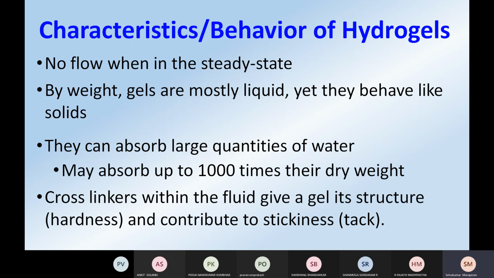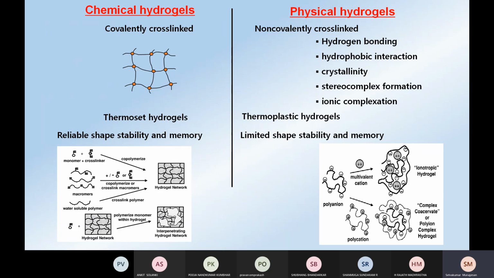Okay. And these are a few differences between chemically crosslinked and physically crosslinked network structures. Usually, chemically crosslinked ones we call thermoset hydrogels, and physically crosslinked networks are thermoplastic hydrogels. Okay? And since the bonding is pretty strong in chemically crosslinked hydrogels, you get reliable shape stability as well as shape memory properties. But of course, in the case of physical hydrogels, you can't rely on the stability as well as the shape memory. The shape requirements will be pretty much less as compared to the chemically crosslinked ones.